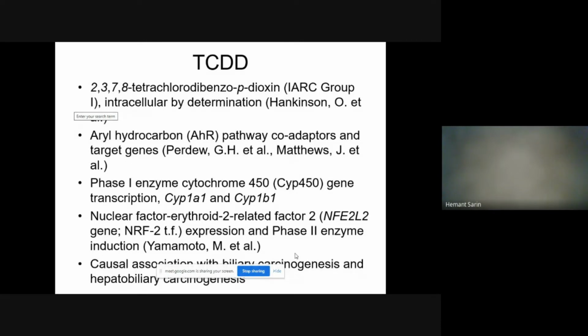TCDD, tetrachlorodibenzo-p-dioxin, has been shown to be an IARC Group 1 carcinogen from the International Agency for Research on Cancer, and it was initially determined to be localized intracellularly by in vitro work in cell cultures, and by concentration.